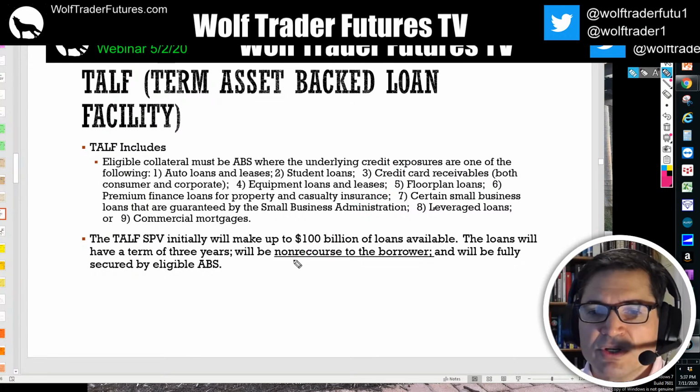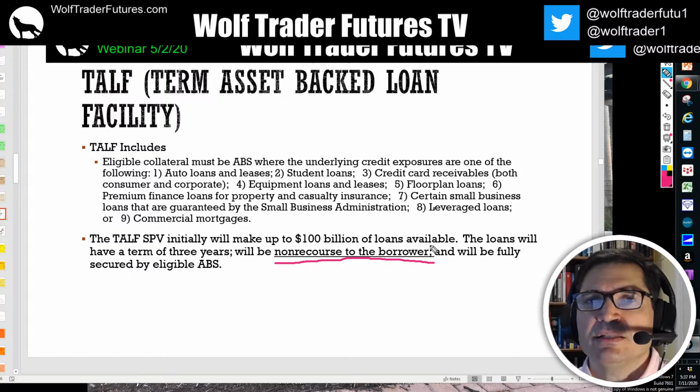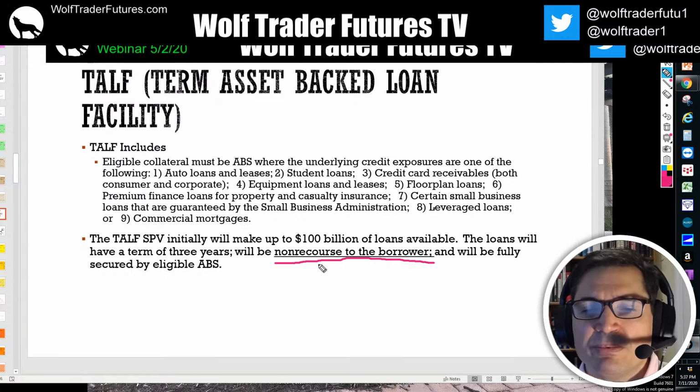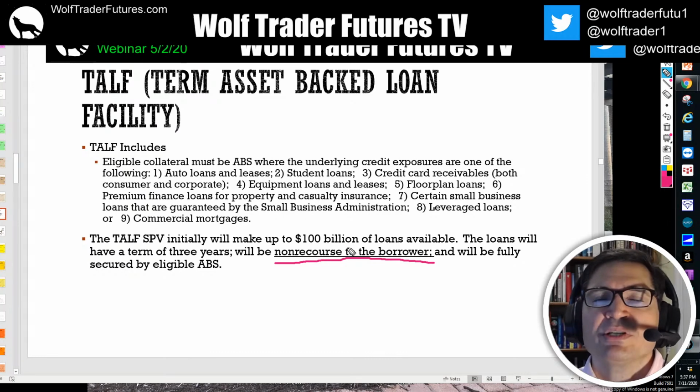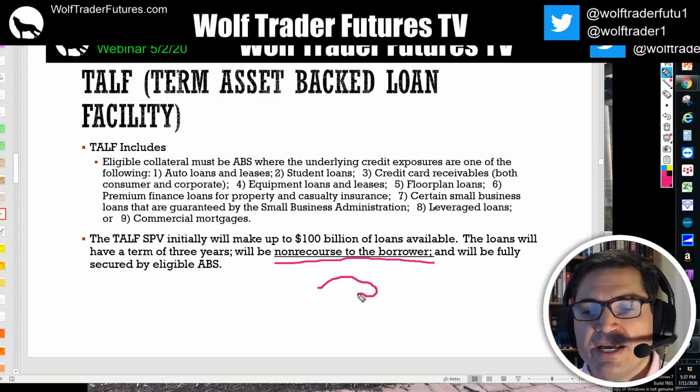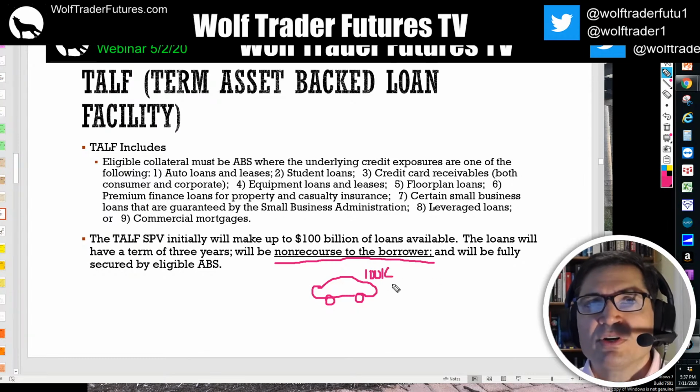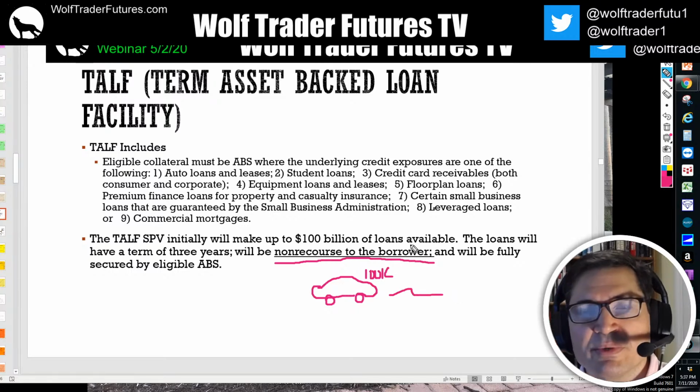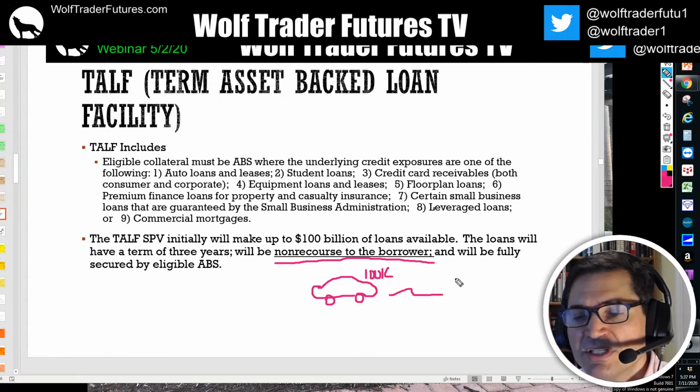These are non-recourse loans, okay? So what that means is that for a non-recourse loan, you put up collateral. Let's say you take your automobile and put that up for collateral, and the car is worth $100,000. They allow cars to be collateral in TALF. Over time, let's say your car goes down to $70,000 as a depreciating asset, and you borrowed, let's just say, 100.